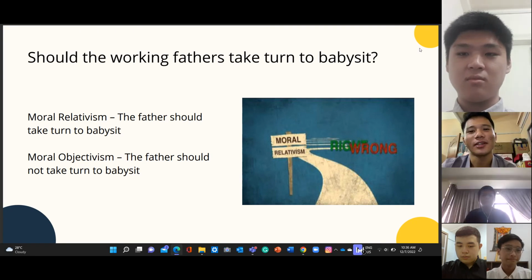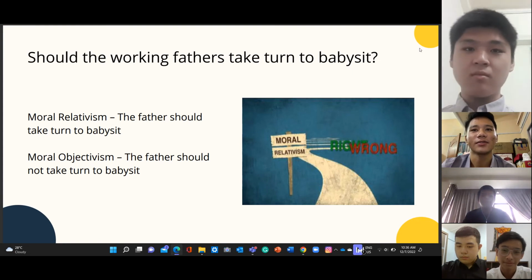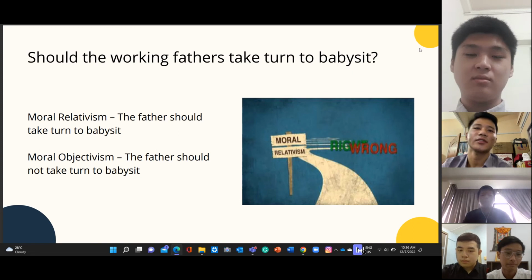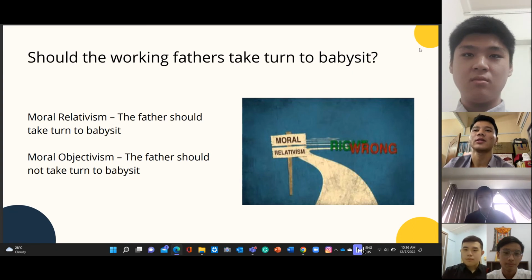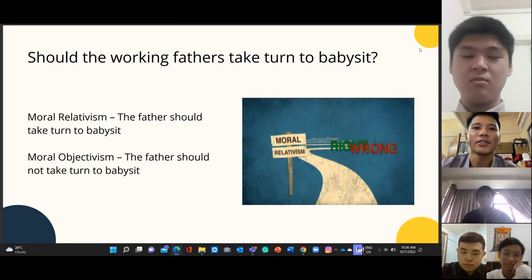So should the working fathers take turns to babysit? I think according to moral relativism, the father should take turns to babysit. So first of all, what is moral relativism? Moral relativism considers what is right or wrong. It's not absolute. It is relative and variable depending on the person and circumstances and social institution. So for this, as it is urgent for Joan to go to work to solve her absenteeism problems, the father should take turns.